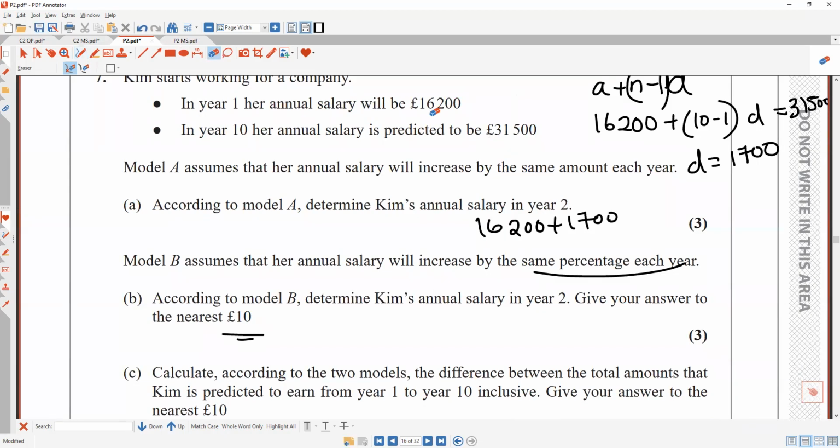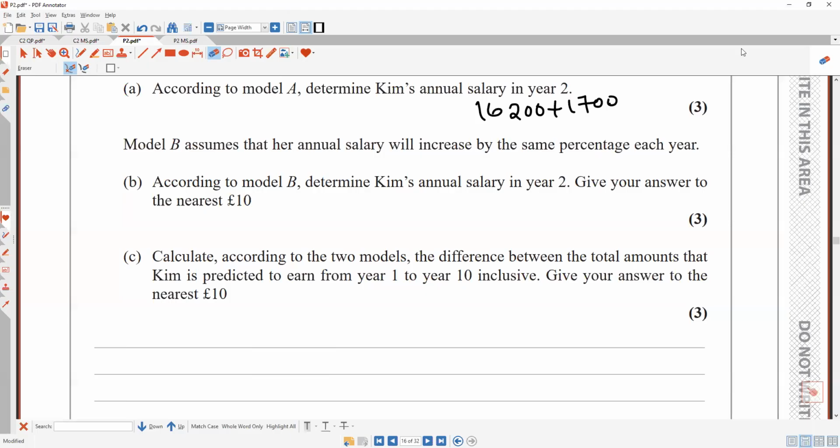So what's your A? 16,200. What's your final year? 10th year, 31,500. You have to find the R value. Try doing it. Let me give you the hint. Okay, let me pause the video. Try doing it.